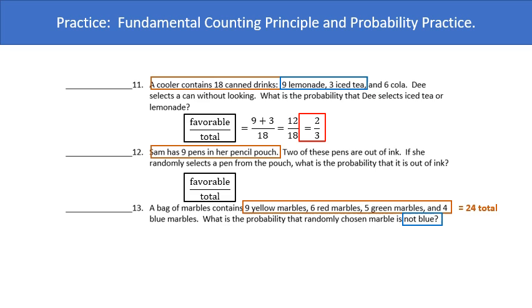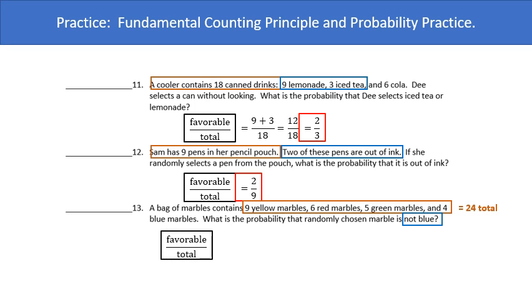9. So that's the denominator. Okay, so how many pens are out of ink? We want to know the probability that her pen is out of ink. Well, there are 2 pens that are out of ink. That's the numerator. Okay, so 2 over 9. Done and done. Can't simplify it. All right, you can see I messed up my animations here, but that's okay.